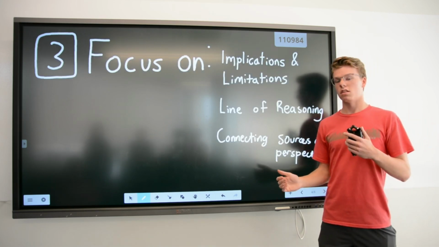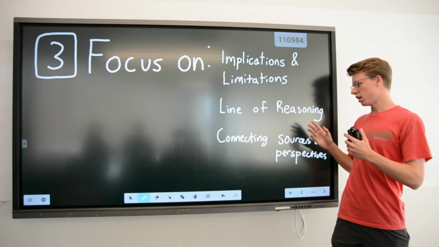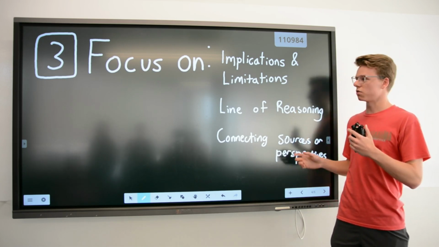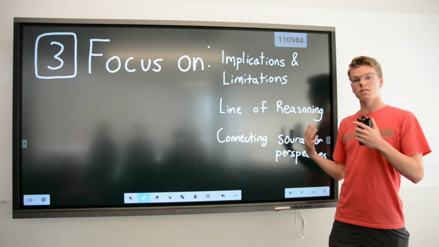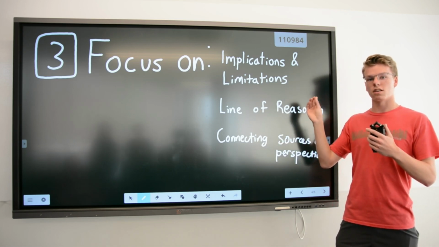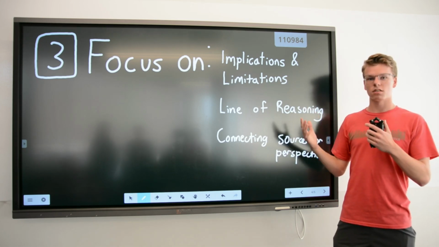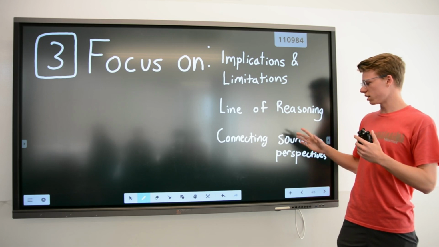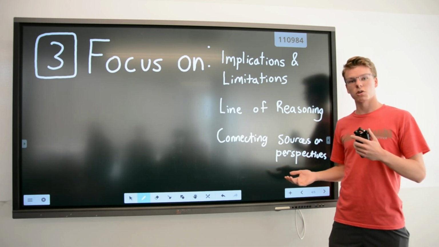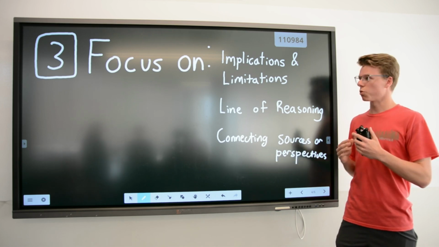The next thing is to focus on implications and limitations, line of reasoning, and connecting sources and perspectives. Really, all this is the meat of your paper. This is what is going to make sure that you get a high score in Seminar and Research. And giving comments related to this, especially things like connecting perspectives in Seminar, is going to make sure that you get scoring high in the rubric for those points.